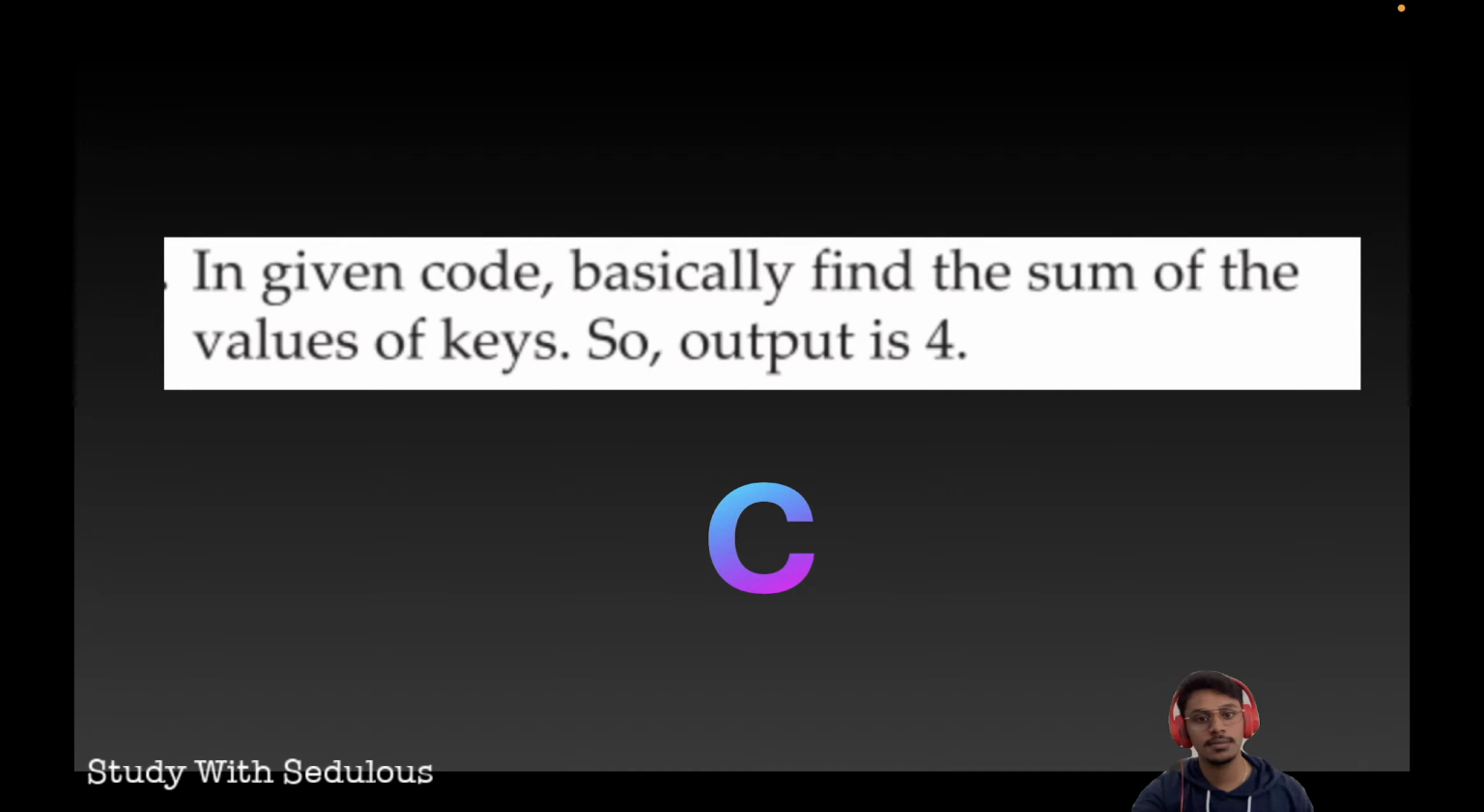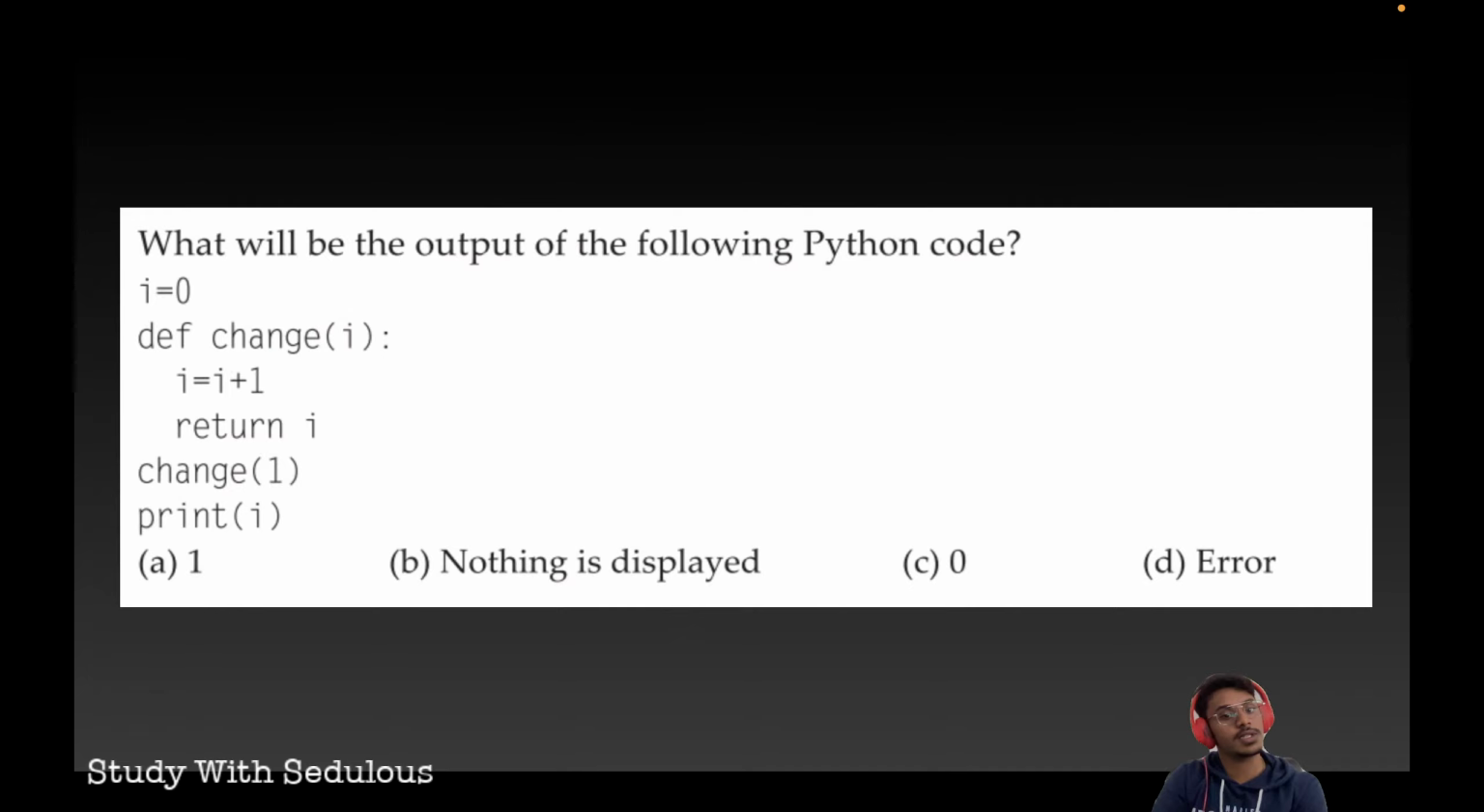What will be the output of the following Python code? Change of 1, print of I. Nothing is displayed, 0, error 1. What will be that? Def of change, and change is 1. So I is equal to 1 plus 1, 2. Isn't it? It is. So what will be printed? It will be 2. 1 plus 1, 2.